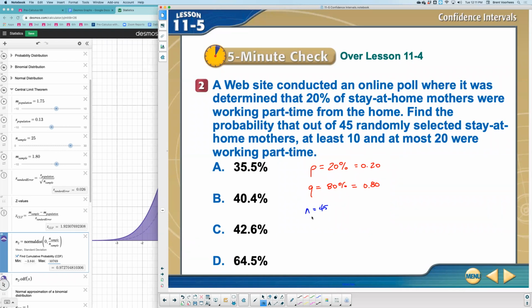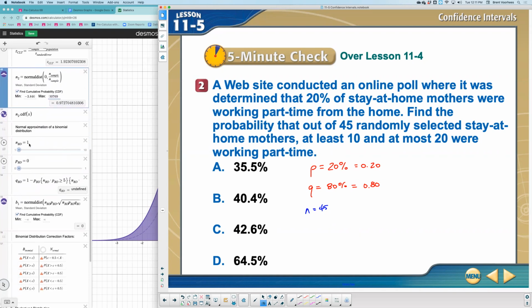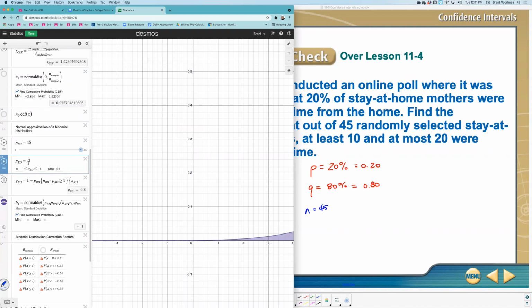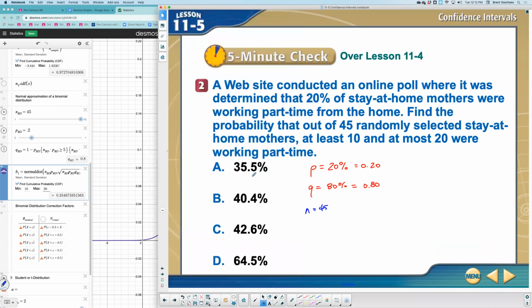Now, when we do a binomial approximation, there is a conversion, which we talked about last class. I'm going to go down to this normal approximation and type in our values. We said that n is 45 here. The probability is 0.20, and so this automatically came up with the probability of failure at 80% or 0.8. Now we have this binomial distribution. We want to look at the probability that at least 10 and at most 20, which we would think the answer is going to be 35.5, which would be A.